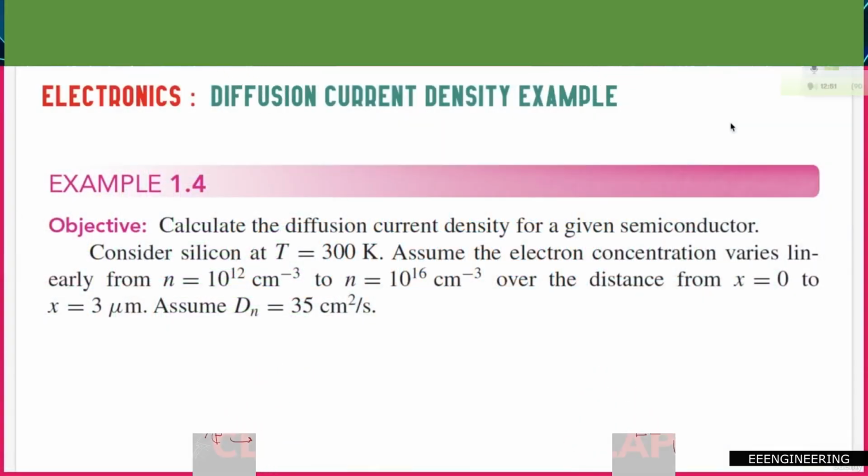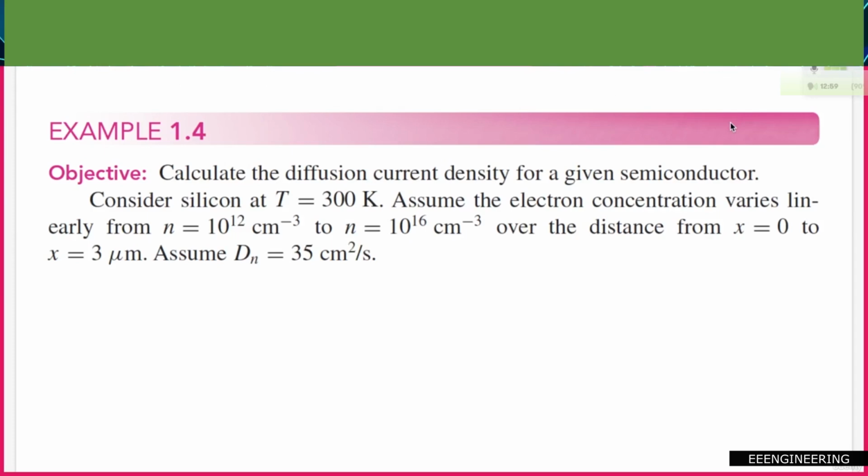In the next lecture we're going to talk about diffusion. Hello everybody, in this video we are going to solve an example about diffusion current density. The first one says, calculate the diffusion current density for a given semiconductor. Consider silicon at T equal to 300 K, that means room temperature, and assume that the electron concentration varies linearly. That's really important because we are about to take the derivative of the concentration. Otherwise you wouldn't be able to calculate it.